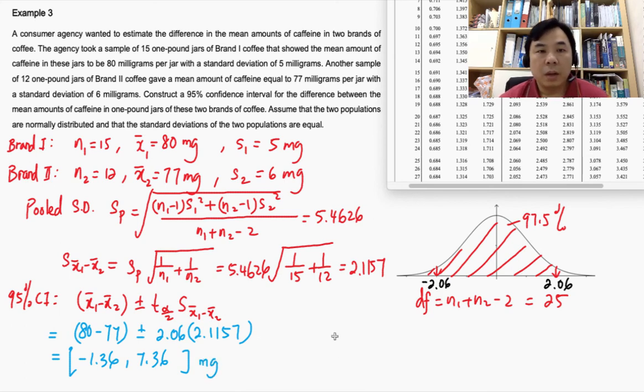Okay, now I hope that is clear how we are going to use a pooled standard deviation to calculate the confidence interval in this case. Right? I'll see you in the next question.